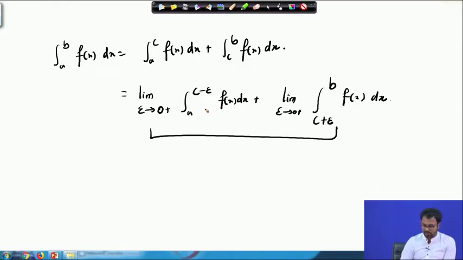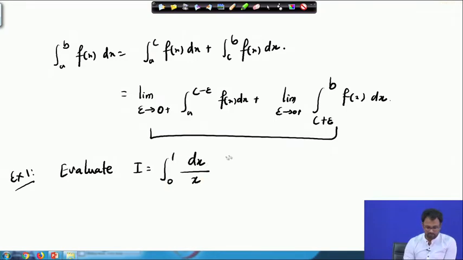So now let's work out a few examples based on the above definitions. So our first example would be: evaluate I equals integral 0 to 1 dx by x, if it converges.